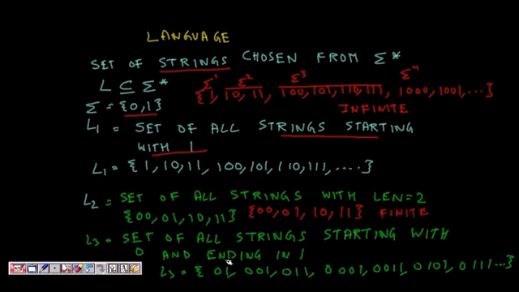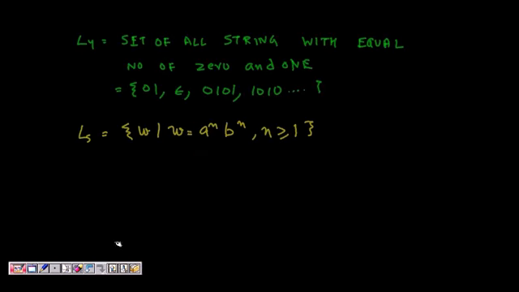Then the third language can be the set of all strings that start with 0 and end with 1. So it starts with a 0, ends with a 1. The smallest such will be 0 1. Then I can have something in between, so 0 0 1, 0 1 1. With two things in between, I have 0 0 0 1, 0 0 1 1, 0 1 0 1, and 0 1 1 1. So this you can continue. This also has an infinite number of elements.